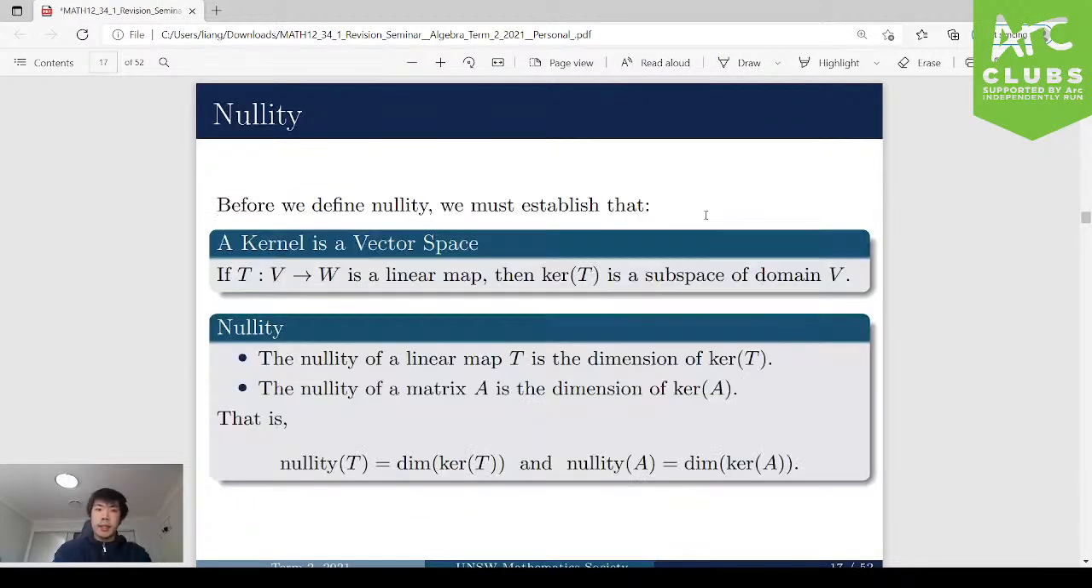The next thing that closely relates to kernel is nullity. I guess the short interpretation of what nullity is simply that it's the dimension of a kernel, right? So if your kernel space, let's say, has 5 vectors in it, then your nullity is 5, right? It's simply the number of elements or the dimension of your kernel. Okay.